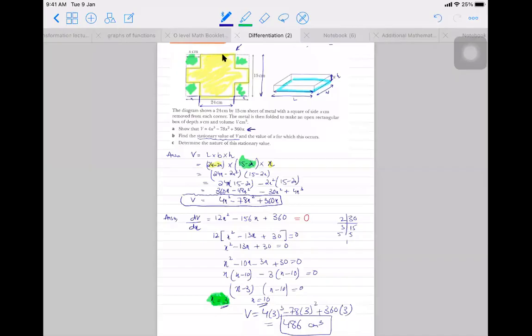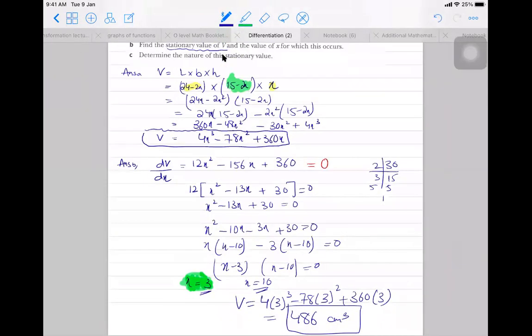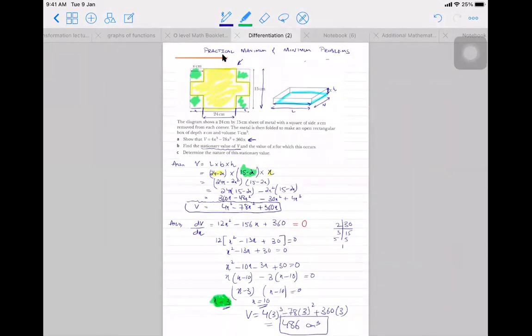All right, guys. Now, the question was, why not 10 and why 3? The reason being that one of the dimensions of this rectangular box was coming out to be 15 minus 2x. Now, if I take x as 10, this means 15 minus 20, negative 5. Can the width be negative 5? No. That is the reason we are going to neglect the value of x as 10 and pick 3. We know that the stationary value of the volume is occurring at x equals 3.